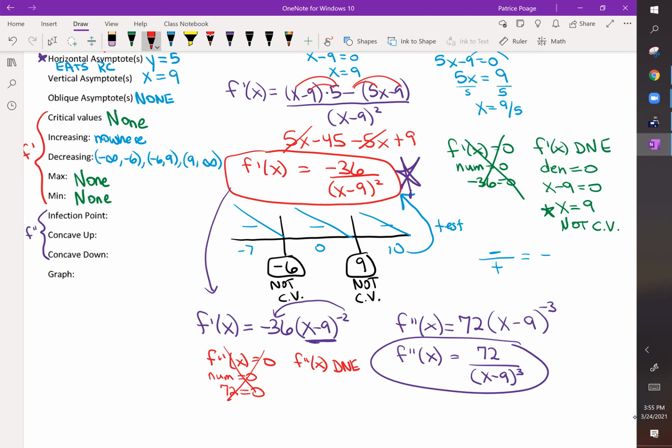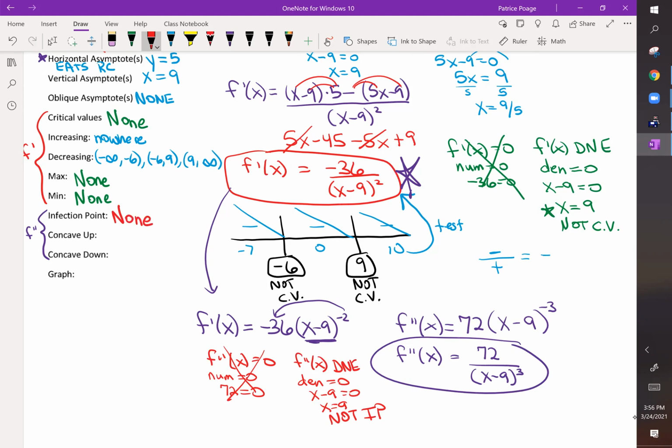It's going to not exist wherever the denominator equals 0, which is when x minus 9 equals 0, so at x equals 9. But then you ask yourself, is that a possible inflection point? No, 9 is not in the domain, so it is not an inflection point. So we checked both places where we could possibly have an inflection point and came up with nothing. So there are no inflection points.